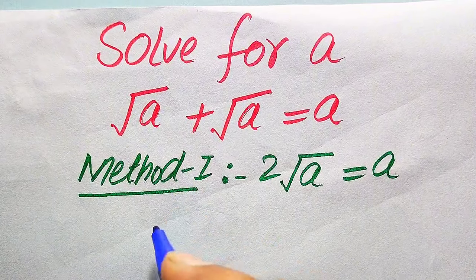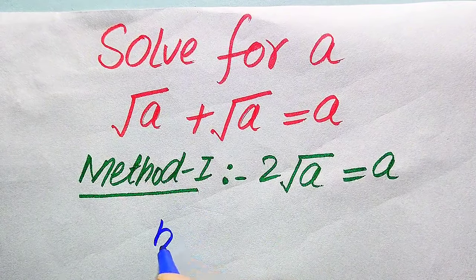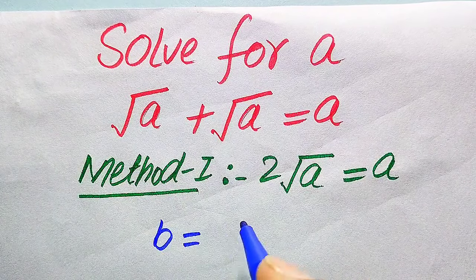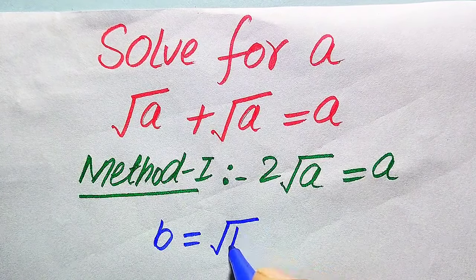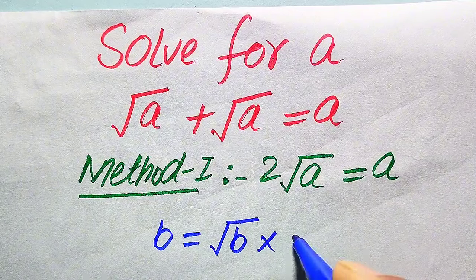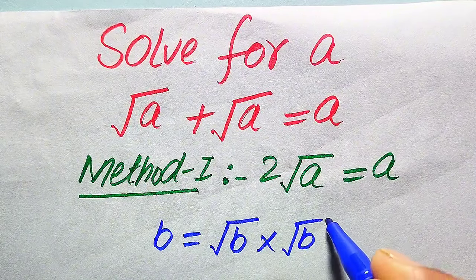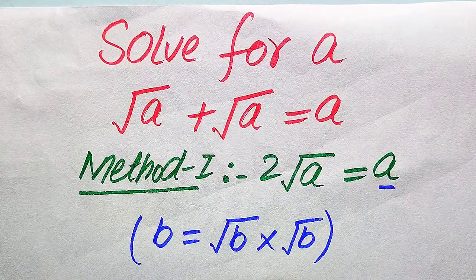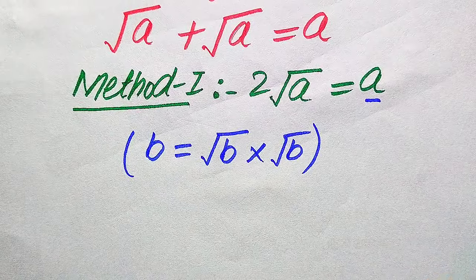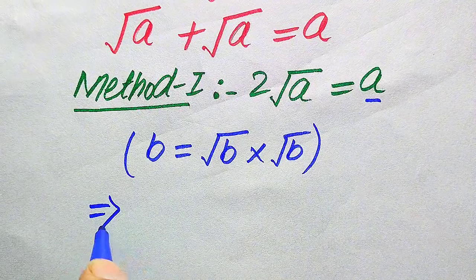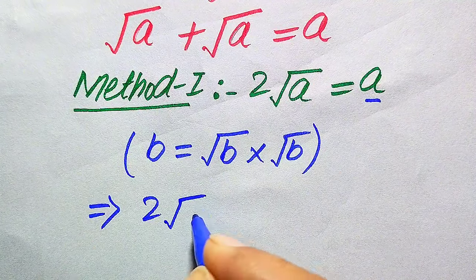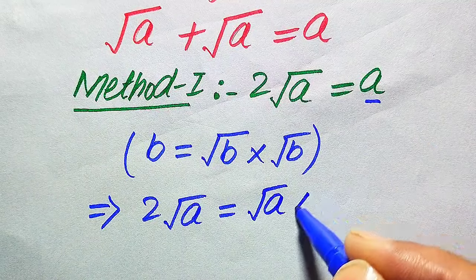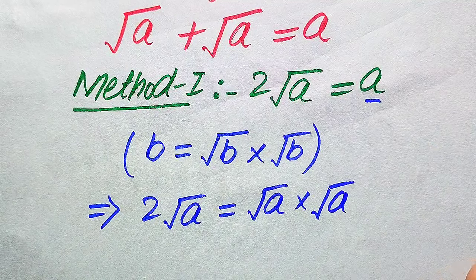So you know about that. If we have a number b, we can write this b as the product of two square roots, and it will become square root of b multiplied by square root of b. So here we write this a in the form of a product of two a's. So it will become 2 times square root of a is equal to square root of a multiplied by square root of a.